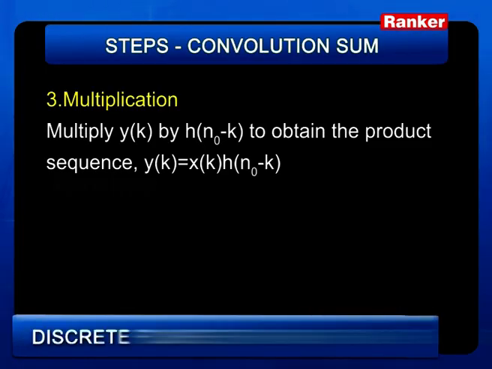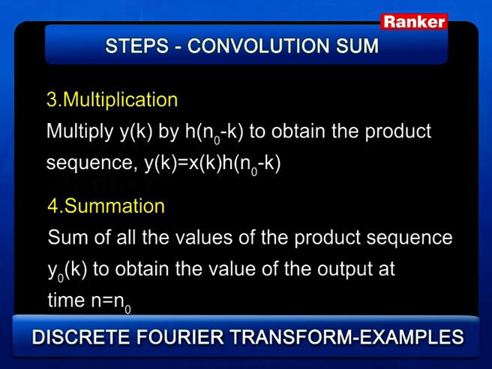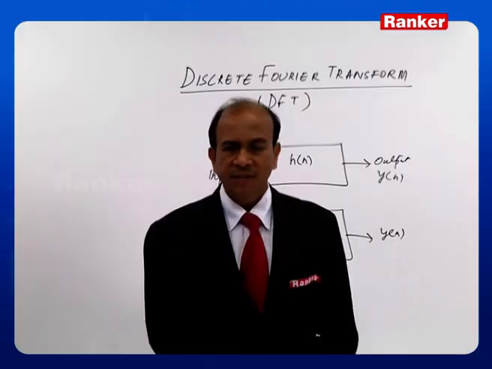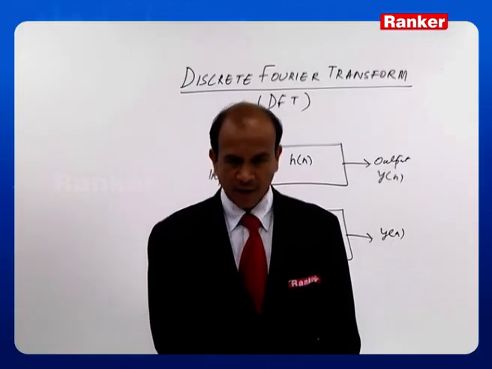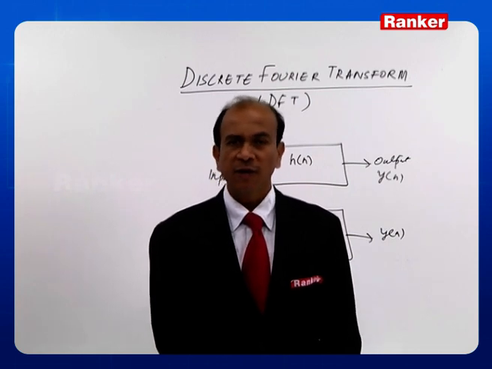Third is multiplication. Multiply x of k by h of n naught minus k to obtain the product sequence. y of k is equal to x of k into h of n naught minus k. So you have to multiply this. Then finally summation. Sum all the values of the product sequence y naught of k to obtain the value of the output at time n equal to n naught. So these are the steps. First you have to fold, then shift, then multiply, then add. This is how you get the convolution sum.